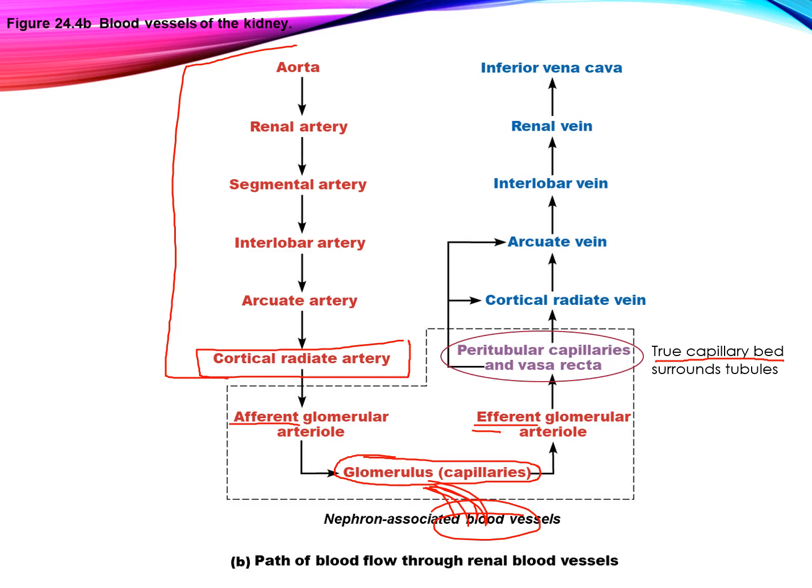So then we're going to drain out those cortical radiate veins, which will then become arcuate veins, and then the interlobar and renal veins, all the way out to that inferior vena cava.